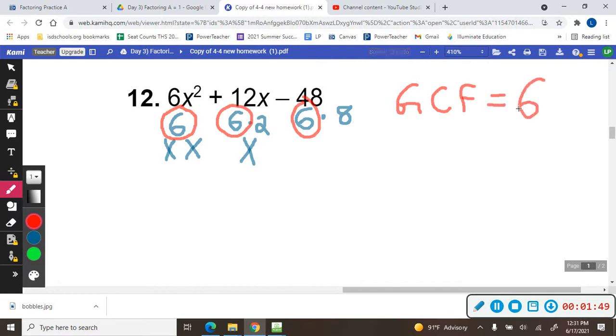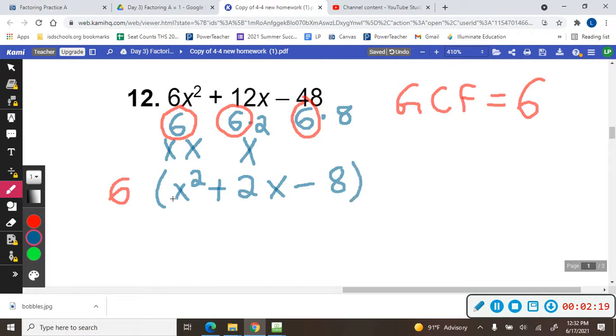And you should always take out the GCF. So I'm going to factor out a 6, and I'm going to put down what's left. What's left here is an x, which is x squared. Bring down my plus. What's left here was a 2 and an x. That makes 2x. Bring down my negative. And what's left here is an 8. Now when I look at these numbers, 1, 2, and negative 8, I see that there is nothing in common between 1, 2, and negative 8 besides 1.